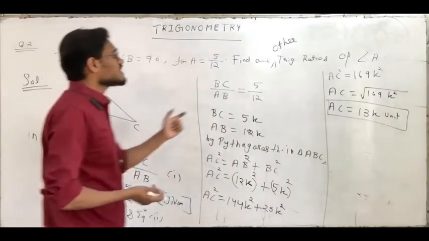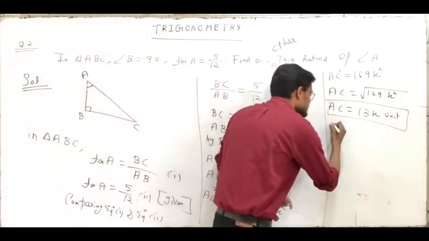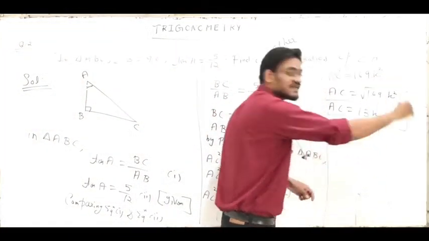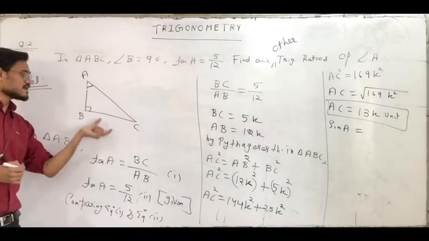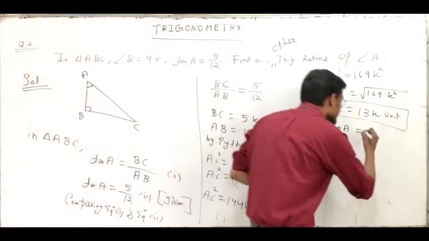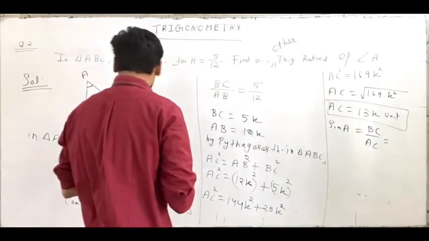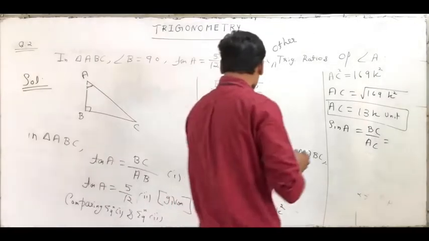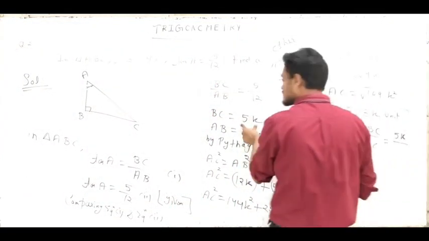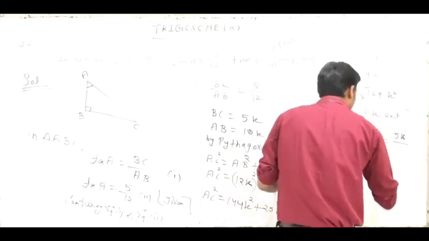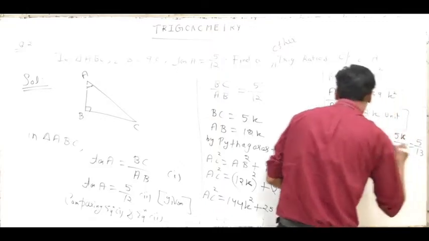Now what do we have to find? We have to find all other trigonometric ratios of angle A. Okay, let us start with sin A. Sin A is going to be perpendicular upon hypotenuse. For this angle A, it will be perpendicular, and AC will be the hypotenuse. So it's going to be BC over AC, and your answer is going to be BC is 5K and AC is 13K. K gets cancelled out, it's 5 by 13.